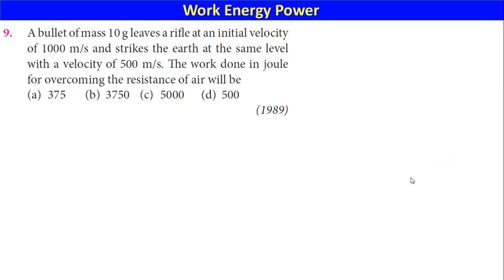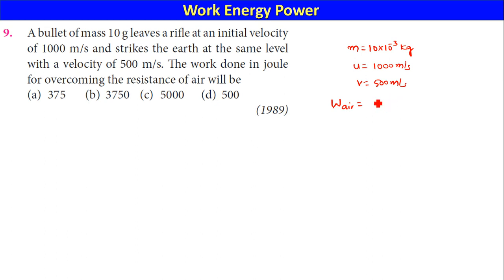Next question. A bullet of mass 10 grams. 10 grams means 10 into 10 power minus 3 kg. Leaves a rifle at an initial velocity of 1000 meter per second, and strikes the earth at the same level with a velocity of 500 meter per second. The work done in joule for overcoming the resistance of air will be. So basically, what is the work done by air resistance? Are there any other forces acting on it? No, there is only one force.